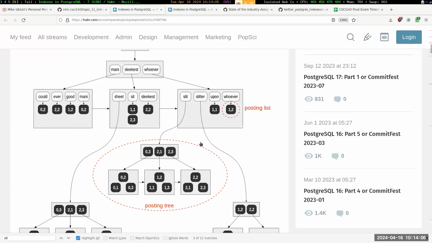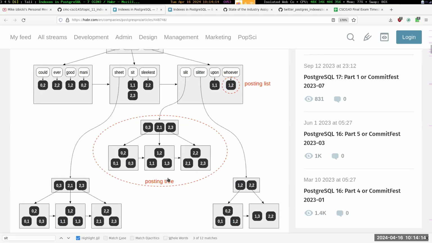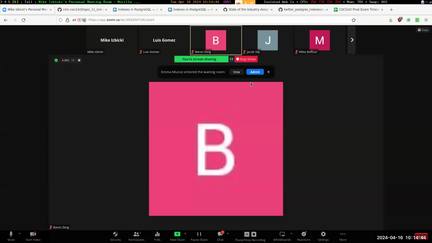If there are many, many tuples that match whatever our search term is, then Postgres will store those inside of a separate page called a posting tree. The posting tree is actually multiple pages, another B tree structure, where these tuple IDs are stored. Here, this word slit matches many, many tuple IDs down here, too many to fit inside of this page, so Postgres has put it inside of its own posting tree down here. And again, the posting tree is its own separate B tree structure.